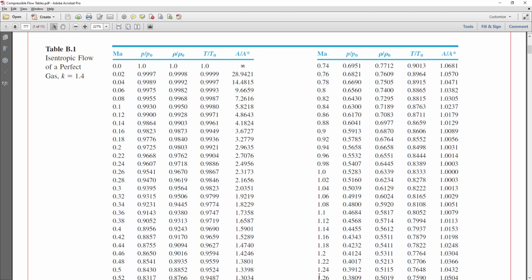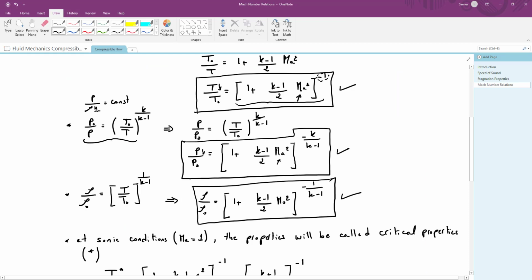Okay. Now in the next lecture, we will solve problems. We need to apply what we've learned so far. So we want to practice using these concepts and using the tables. So let's see how to do this in the next lecture.